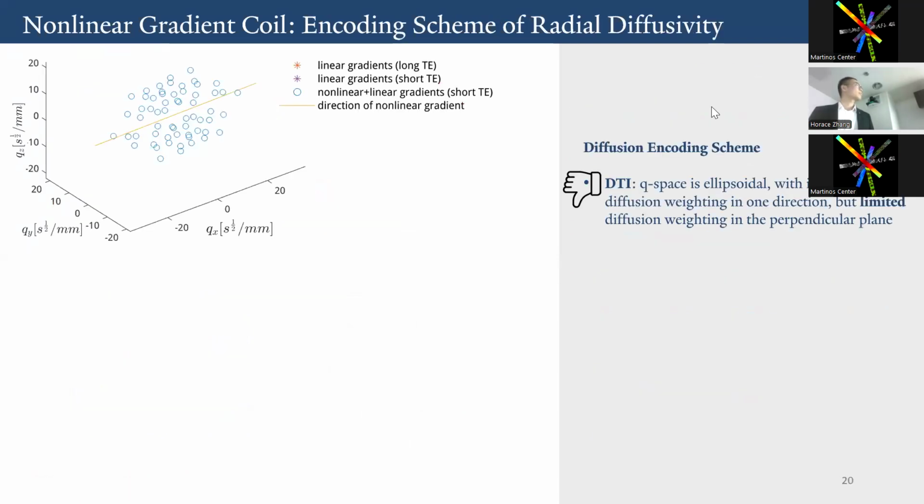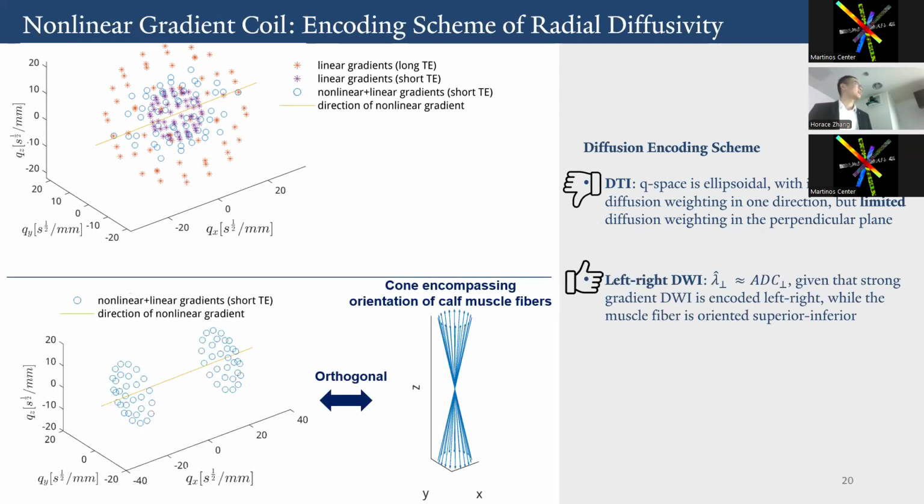So here is the diffusion encoding scheme that is stretched by the nonlinear gradient coil in one direction, but it has still limited diffusion weighting in the perpendicular plane. You can see that it's inscribed by the purple asterisks and circumscribed by the orange asterisks. Their excursion is significantly different. So the limited diffusion weighting in the perpendicular plane makes this encoding strategy not ideal.